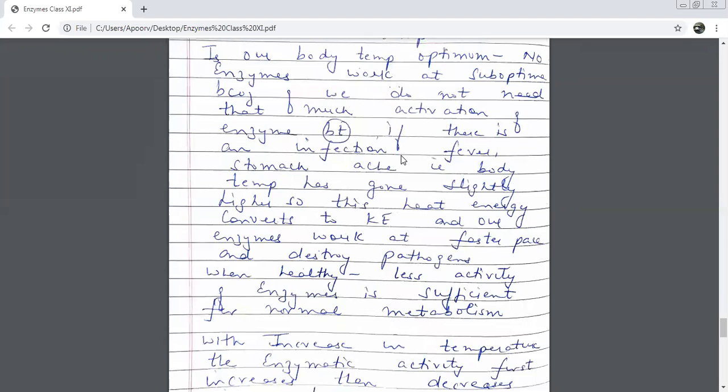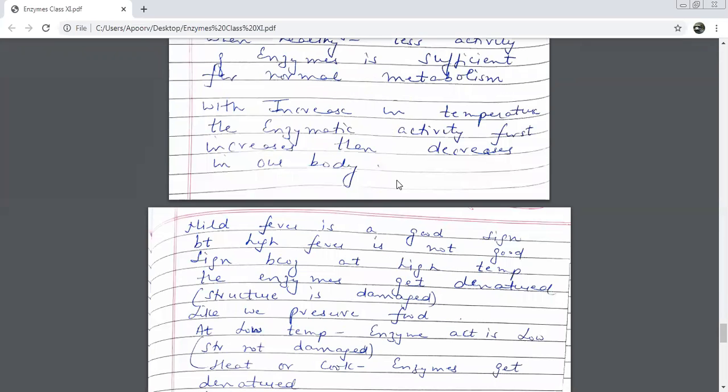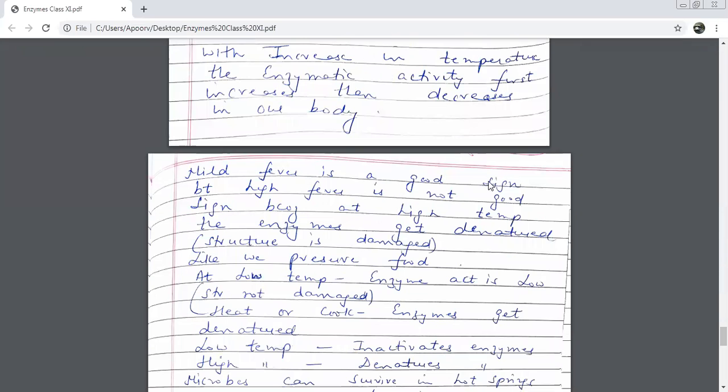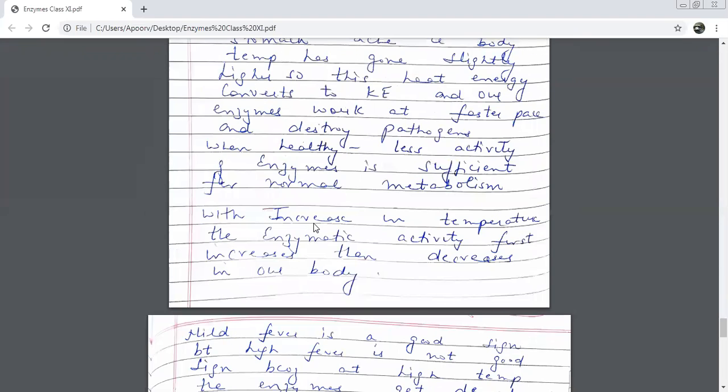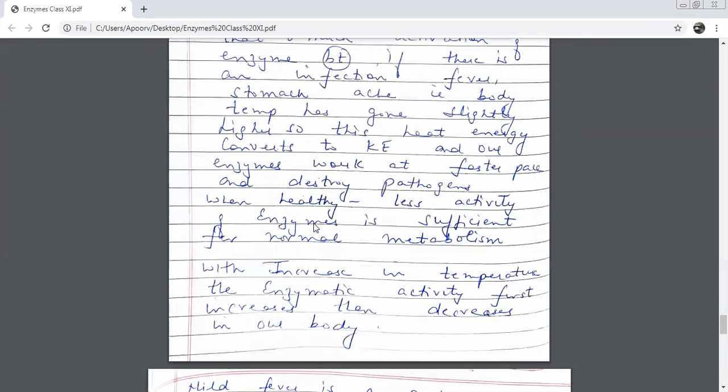So what did we understand about temperature, beta? Mild fever, as I told you, is a good sign, but high fever is not a good sign. Why do you think so? Let's hide this. Mild fever is a good sign because your enzymes from this are reaching the optima, maximum activity. But if you have high fever, then it is not good. Why?